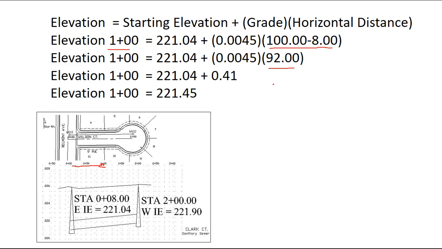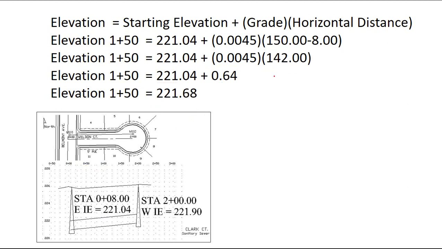So that's 92 feet at a grade of 0.0045. Multiply 0.0045 times 92, you get 0.41. Okay, you add that to your original elevation where you started, which is 221.04, and you get 221.45. So that's the elevation at station 1 plus 00.